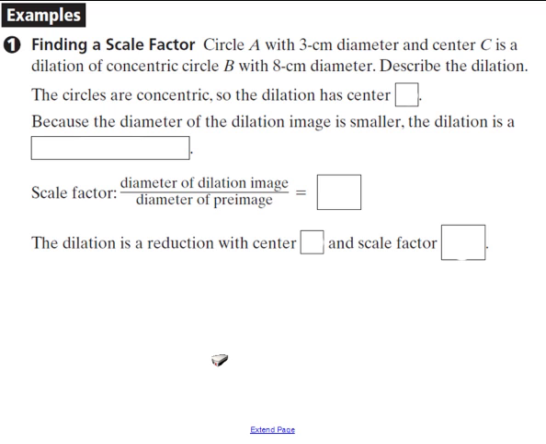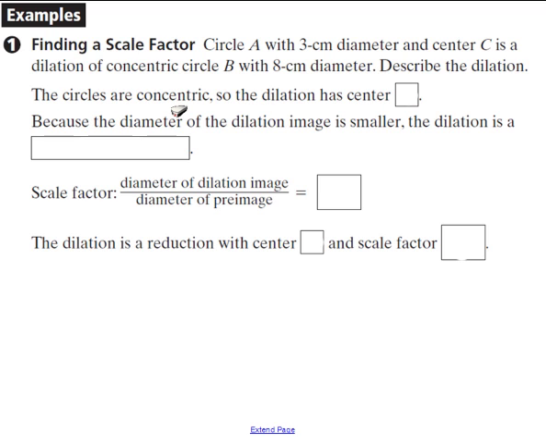In some cases, we're given some information about some things, and we need to find the scale factor. Here they have a circle with a 3 centimeter diameter and the center C. And then there's a dilation, and you get another circle, B, that now has an 8 centimeter diameter. So they want you to describe the dilation.